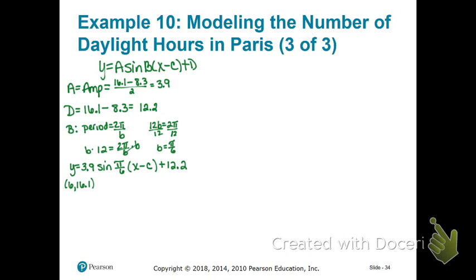So when I do that, now I've got 16.1 equals 3.9 sine of pi over 6 times (x is 6 minus c) plus 12.2. And so we're just going to slowly solve for c. Now c is inside the sine function, so we've got to get that by itself. So let's move the 12.2 over.